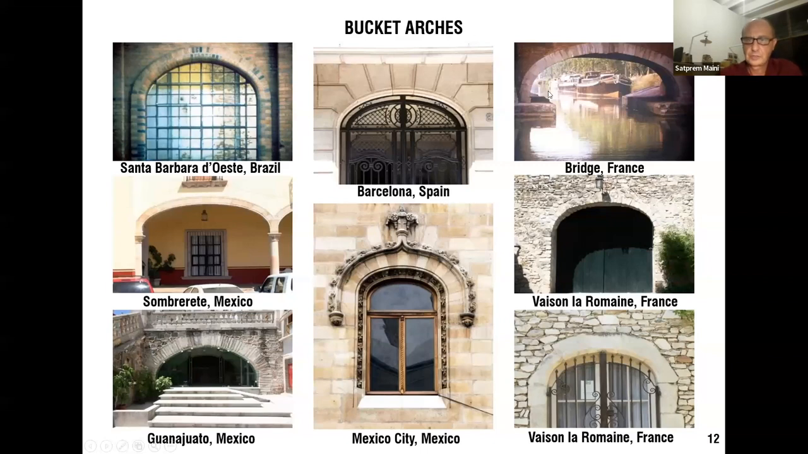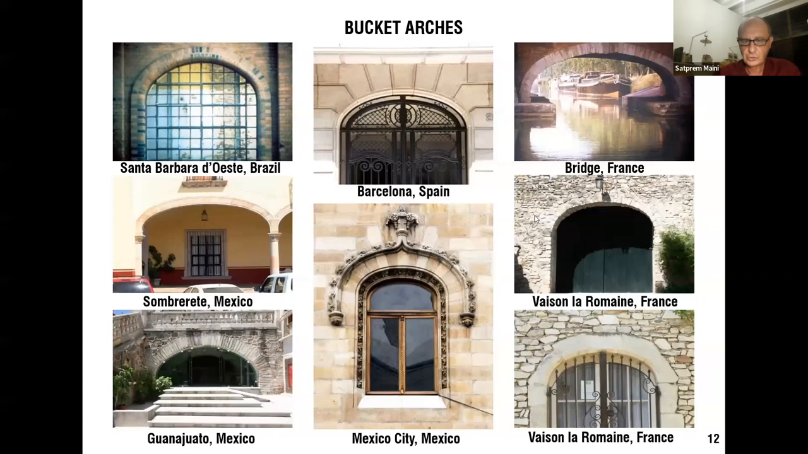And for example, this one, which is a bridge in France, has multi-centers. You have 1 center somewhere here on the side. This portion here has a center down somewhere here, and the center part has a center far below here. So bucket arches have always an odd number of centers, like 3, 5, 7, 9. And the more centers you have, the more elliptical the arch becomes.